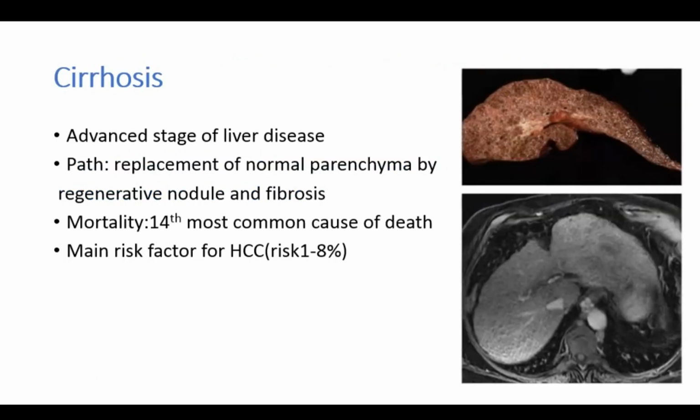Liver cirrhosis is an end stage of chronic liver disease, characterized by replacement of the liver parenchyma by fibrosis and regenerative nodules. Unfortunately, it is the 14th most common cause of death, and it's the main risk factor for hepatocellular carcinoma.